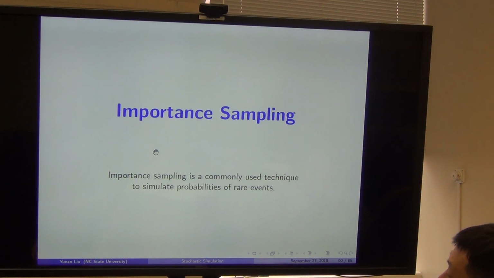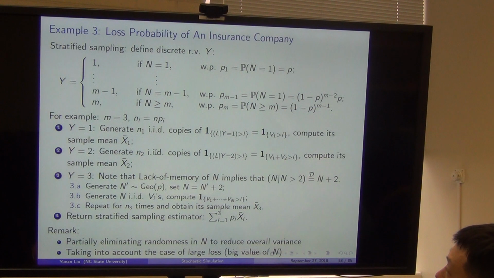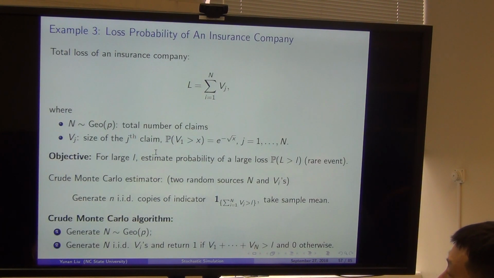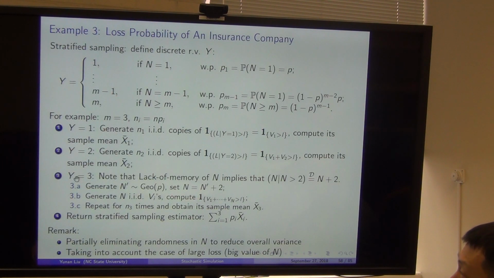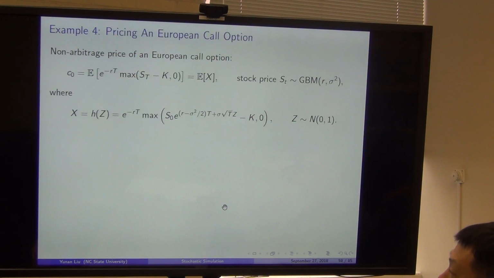So recall that in the previous example, estimating the loss probability of an insurance company, our objective was to estimate the probability that the loss is greater than a large number, which is a rare event. Our technique there was to create a large loss intentionally, so it is more likely for the rare event to occur. The importance sampling idea is very similar, but in a different way.